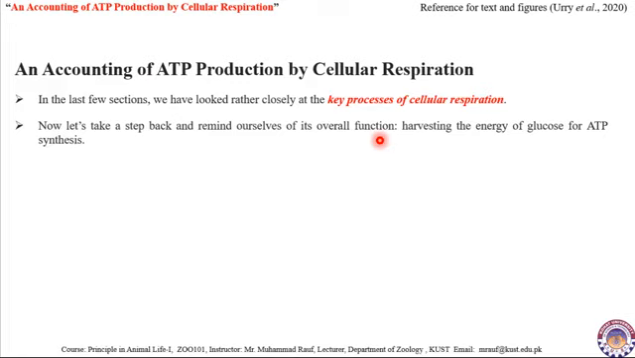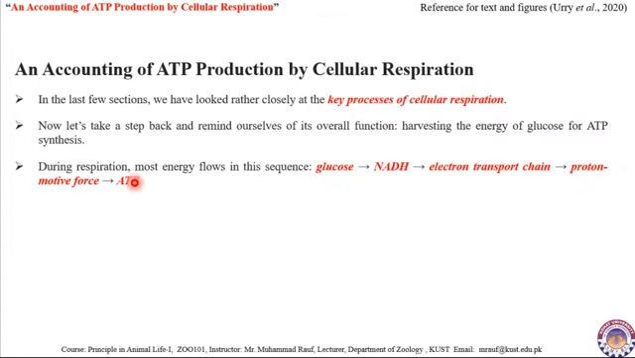The overall function of this whole process is to harvest the energy which is stored in the glucose molecule and then to incorporate this energy in the synthesis of ATP. During respiration, most energy flows in this sequence. First, the glucose molecule is broken down into two molecules of pyruvic acid, and in this process 2 NADH molecules and 2 net ATPs are produced.